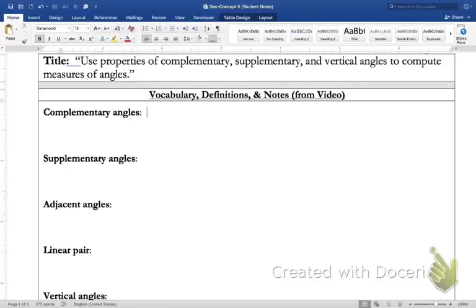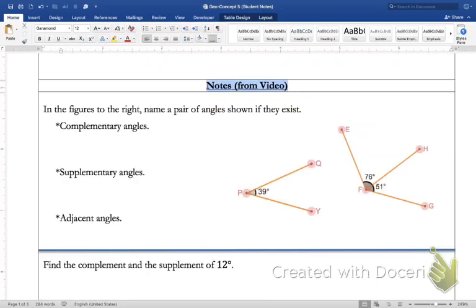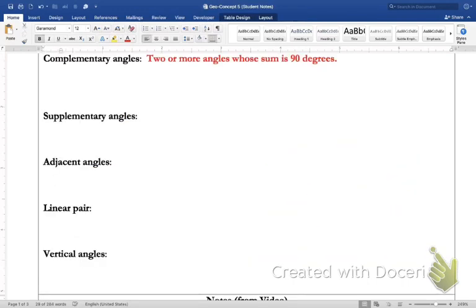So now that we know a little bit about angles, how to name angles, and some things about their measures of angles, we can talk about different types of angles. And the first type we want to talk about is complementary angles. Complementary angles are two or more angles whose sum is 90 degrees. Sometimes they might even be called complements of each other.